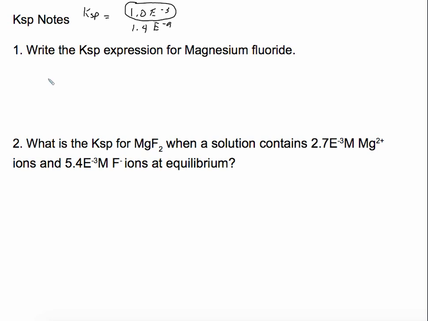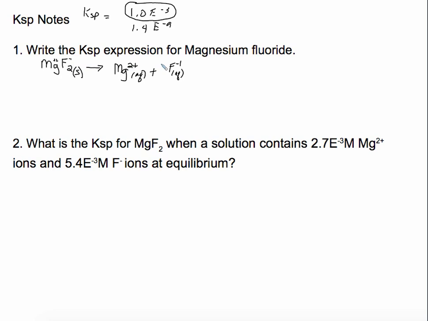All right, so let's do this one here. It says, write the Ksp expression for magnesium fluoride. This is just like any other equilibrium expression, except you first have to write the dissolution equation, or sometimes we call it the dissociation equation. You would have to look up the charges, Mg +2, F -1, so it's MgF2, a solid. This is how all Ksp problems go. When you put MgF2 in water, it's going to dissolve and break into magnesium ions, Mg2+ (aq), and fluoride ions, F-1 (aq).